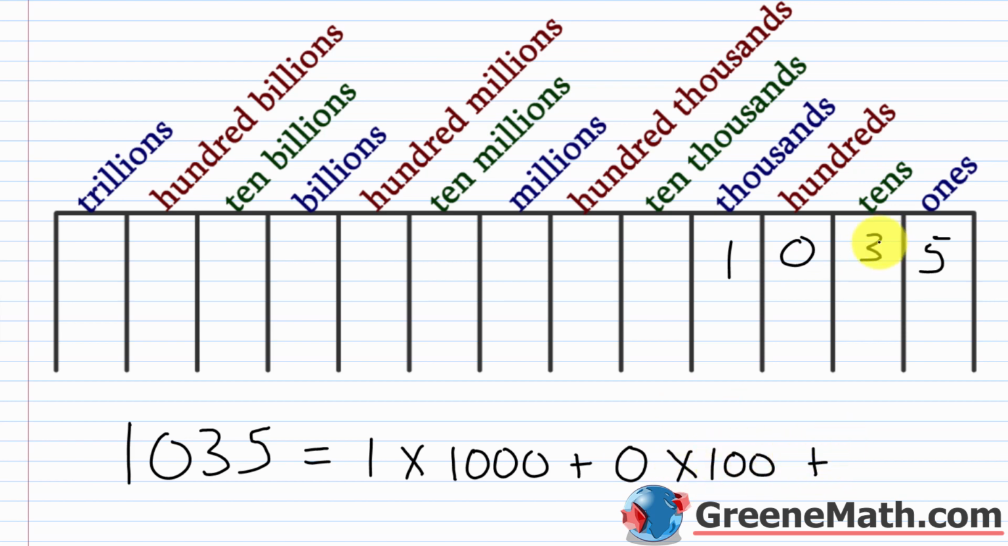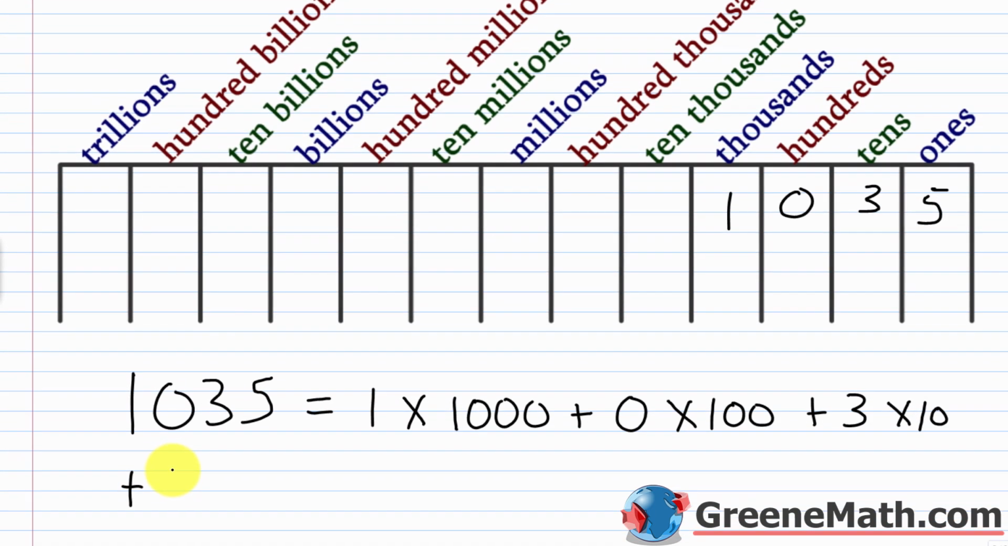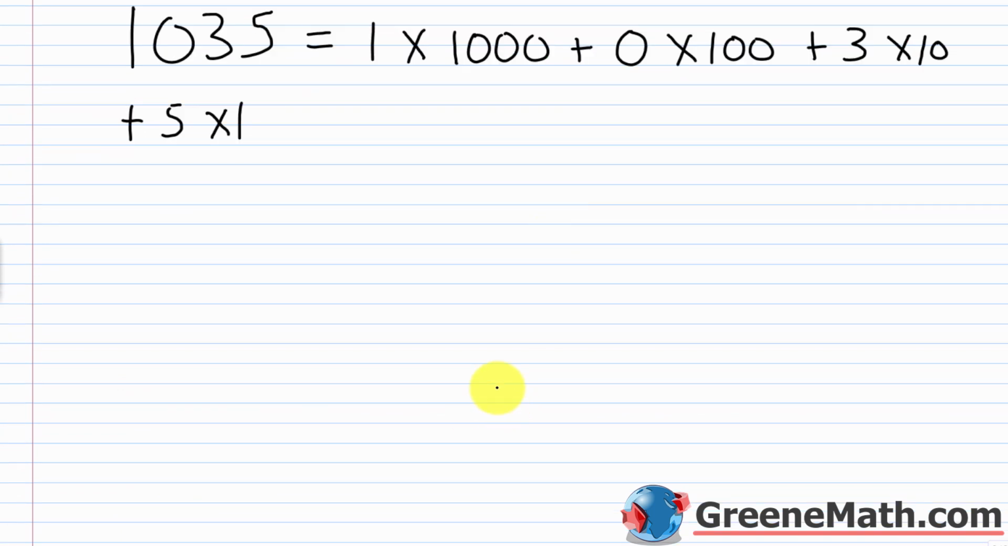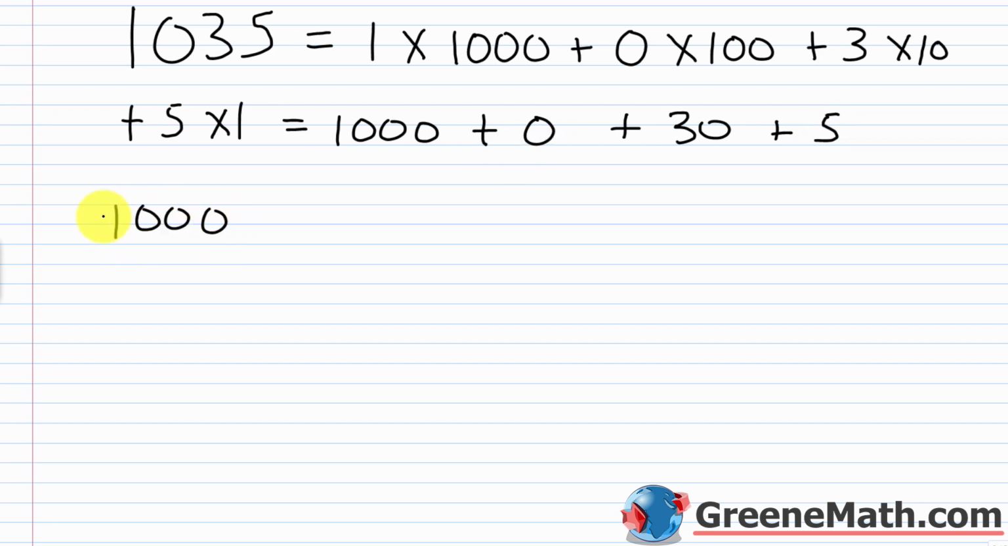Then plus, we have a 3 in the tens place. So that digit 3 is multiplied by 10. And lastly, we have a 5 in the ones place. So we'll have plus 5. That's the digit times 1, the place value. Okay, let's do a little multiplication now. So 1 times 1,000 is 1,000. Plus 0 times 100 is 0. Plus 3 times 10 is 30. And then plus 5 times 1, that's 5. So let's just write this as 1,000 plus 30 plus 5, right? We don't need to include that 0.